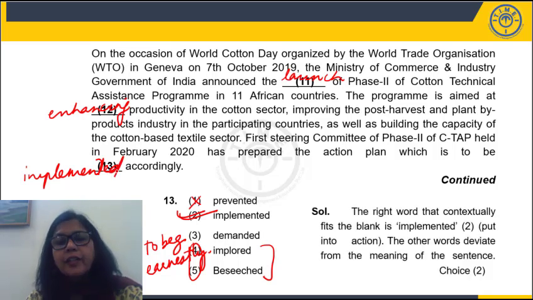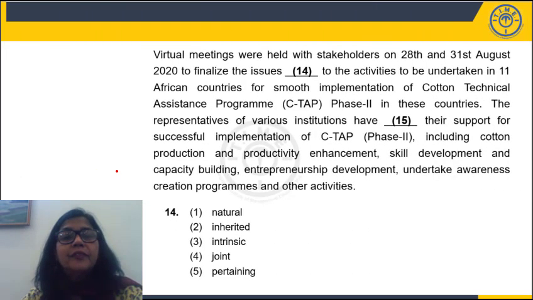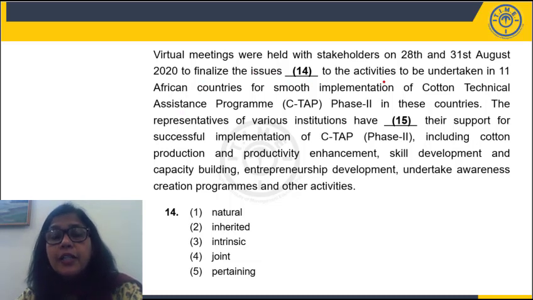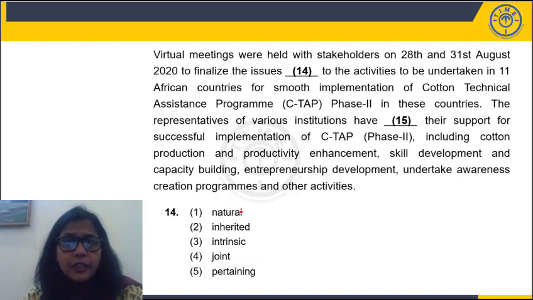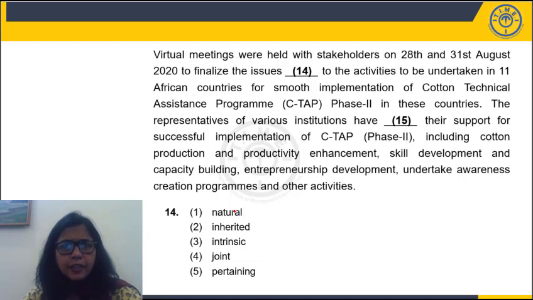Yes, so we've got it correct again here. Now the next part. Virtual meetings were held with stakeholders on 28th and 31st August to finalize the issues dash to the activities to be undertaken. Now, natural to the activities. Natural to the activities. Grammatically also, the sentence construction is wrong.